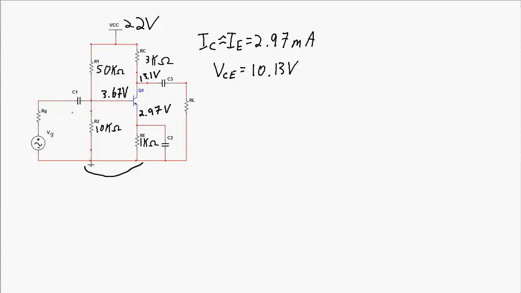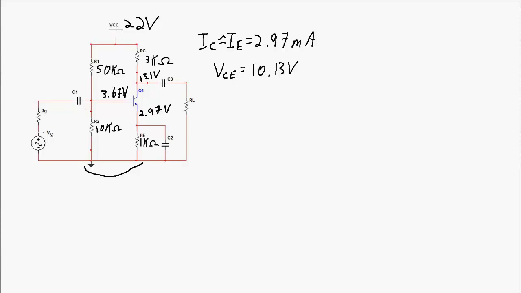And we can add an input AC signal, apply it here at the base. This is our input signal. The circuit's going to act like an amplifier and give us an output signal that's going to be applied across the load here. And now our circuit can do something useful. It can be an amplifier.